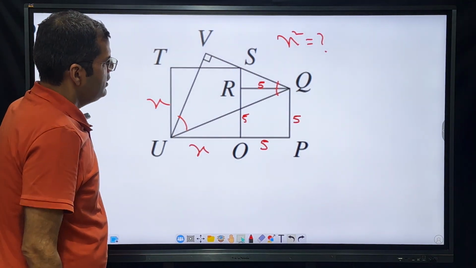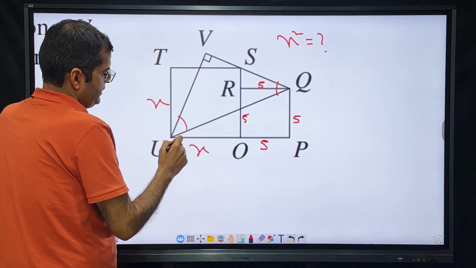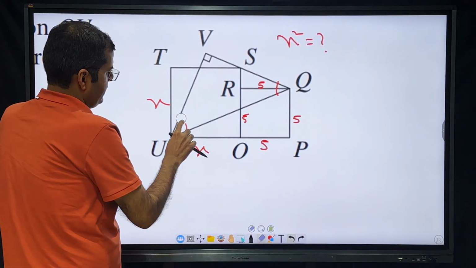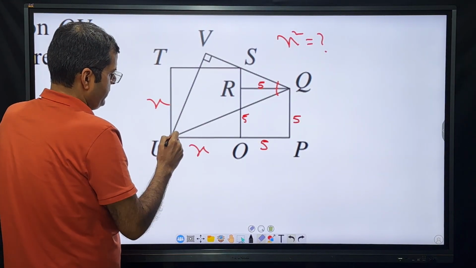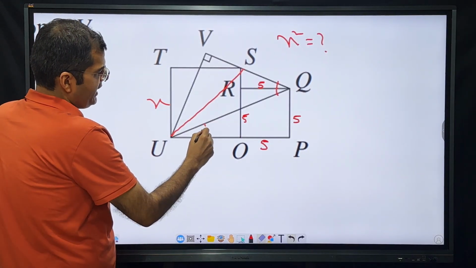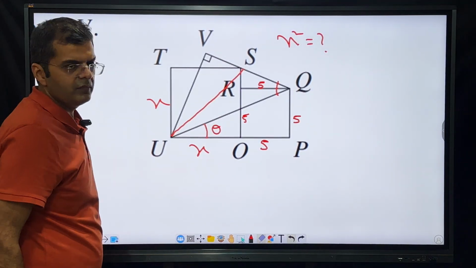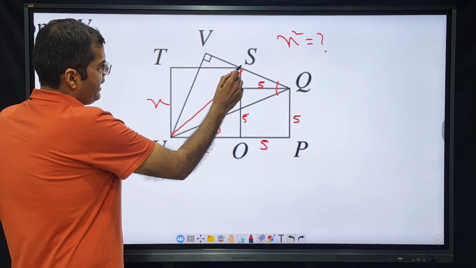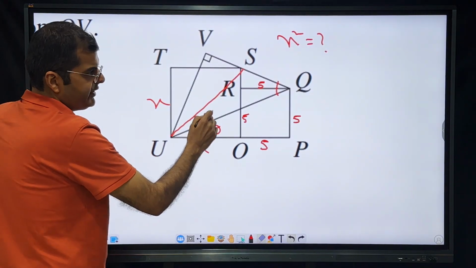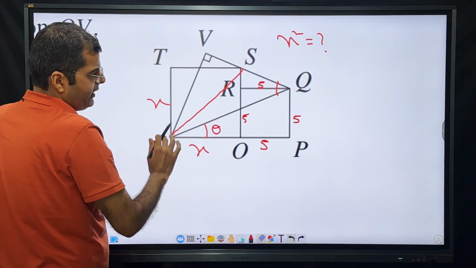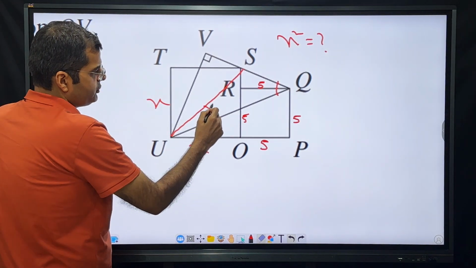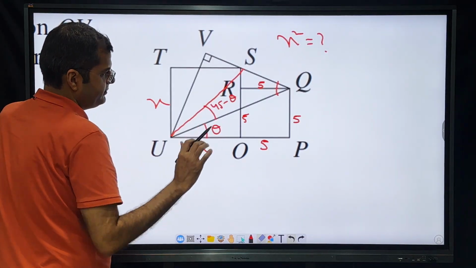So now what I'll do first is, I will create a diagonal of this larger square. Let this be the diagonal of the larger square. Now assume this angle to be theta here. Now angle SUO or SUP, whatever it is, is 45 degrees, because it is the diagonal of the square, so it will subtend 45 degrees here. So this angle should be 45 minus theta.